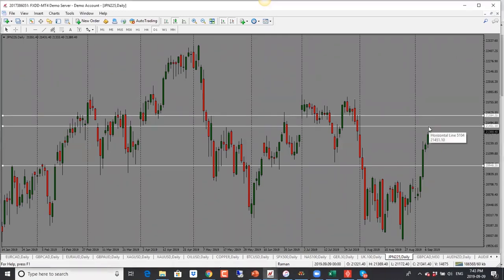If it does go through this level, next we're looking at 21,580, so it could go higher. And then this is also an important support and resistance level. So for now, bias is bullish, but like I said, if it stays below 21,450, I will look for a drop from there.